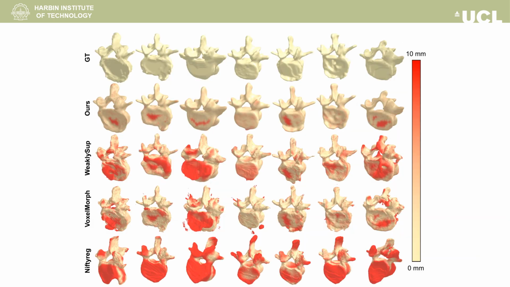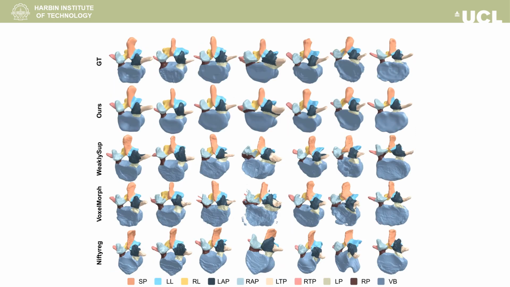Here are some examples of the registered mesh. Vertex distance errors are shown in red. This figure shows the subregion classification performance with the registration.